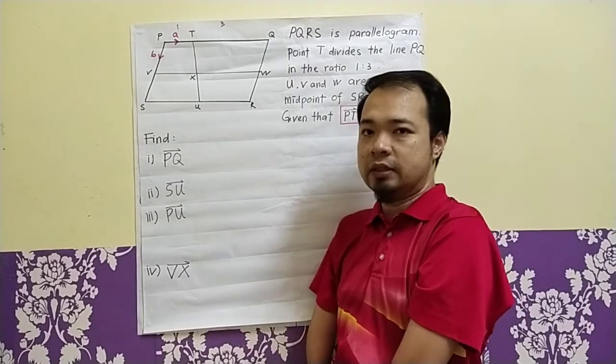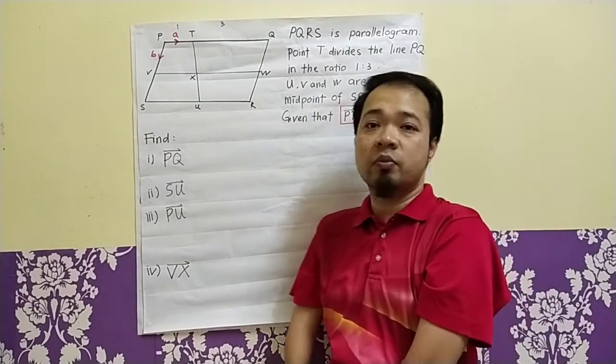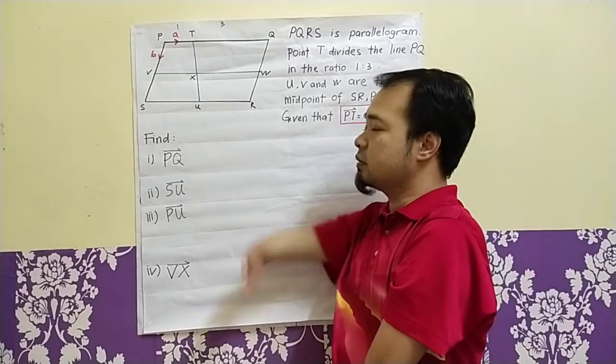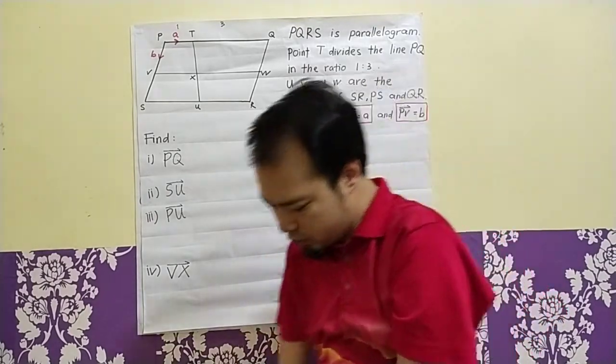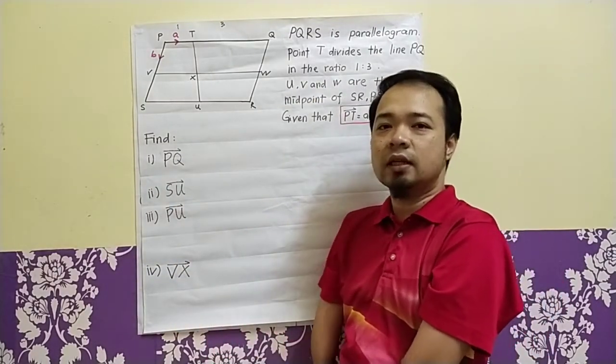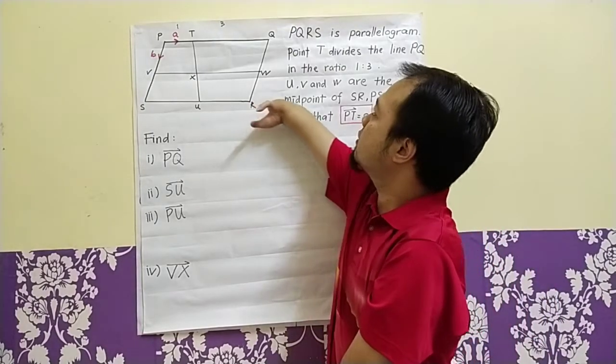Today I will show you an example from vector geometry. This example is taken from your textbook. If you want to see the example, you can refer to your textbook, page 448.